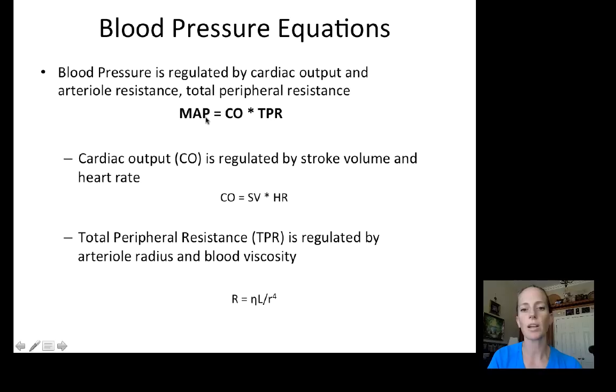So mean arterial pressure is the total blood pressure, which can be affected by cardiac output and total peripheral resistance. We can affect cardiac output by changing either stroke volume or heart rate, or both. We can affect the total peripheral resistance by changing viscosity or radius. Why don't we change the length of the blood vessels? Well, we have to actually grow new blood vessels to do that, and that's generally done during development, so that change is much more rare.